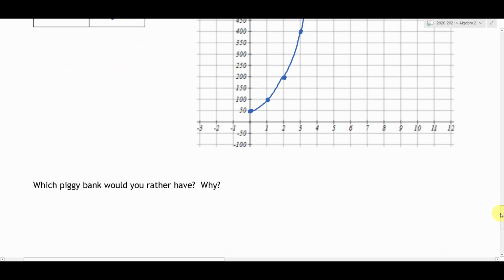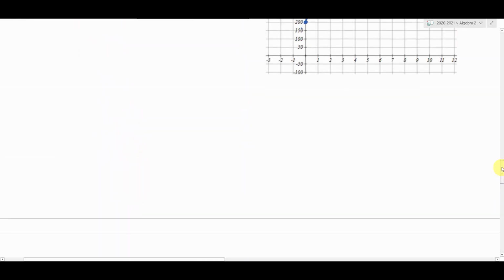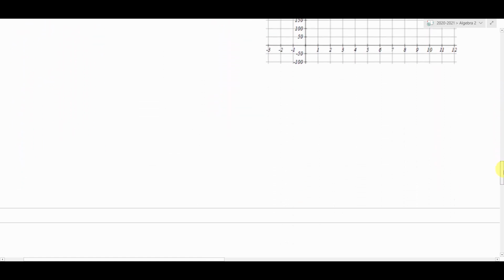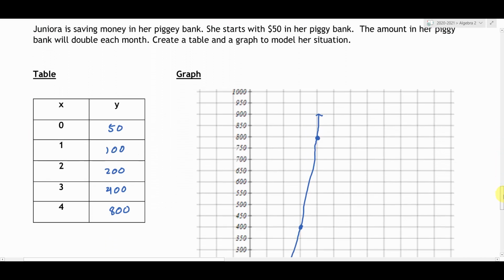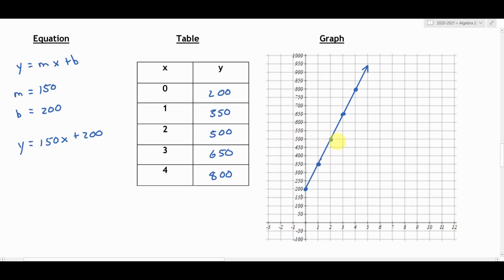So now we've got it modeled, and the question would be, which piggy bank would you rather have? And this is completely up to you. You've got to look at the graph and the tables and really think, which piggy bank would you rather have? And I would suggest that you think beyond month 4. What would happen if this thing kept going compared to what would happen if the other kept on going? Which piggy bank is eventually going to be worth more money, right? Because you want to make sure, if you have to pick between the two piggy banks, which one you would want to pick, the one that has the most money.